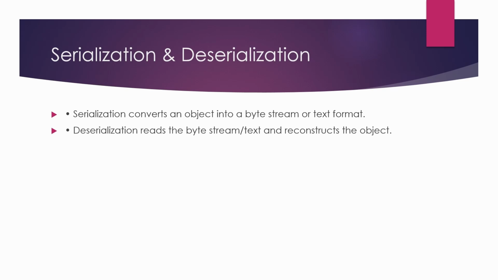Serialization and deserialization are essential when it comes to saving and loading object data. Serialization converts the object into a byte stream or text format so it can be easily written to a file. Deserialization reads the byte stream or text back from the file and reconstructs the object, allowing you to use it as if it had never left your program.